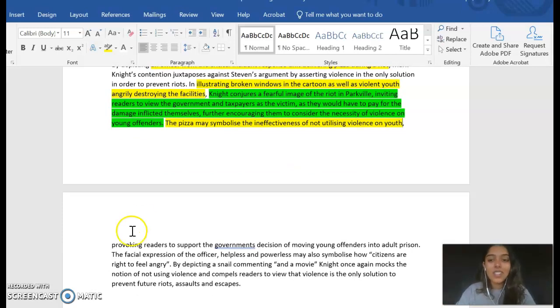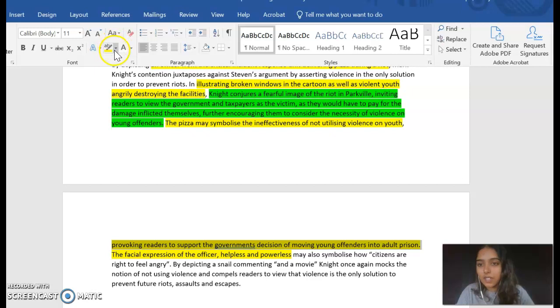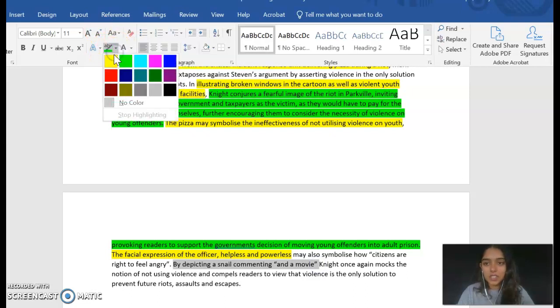That doesn't make sense. And this is the effect, intended impact, provoking readers to support the government's decision of moving young offenders into the adult prison. The facial expression of the officer, helpless and powerless. That's what's going on. Oops, this was meant to be green for the effect. May also symbolize how citizens are right to feel angry by depicting the snail commenting and a movie. That's another element of this image.